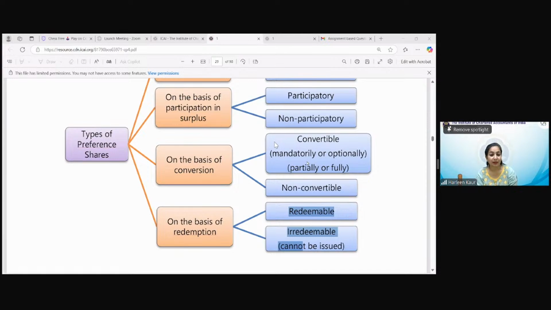Yes, yes, absolutely. They can participate, but only if it is a participatory share. Now, what are redeemable preference shares? Tell me quickly, you have made so many entries and questions on this.